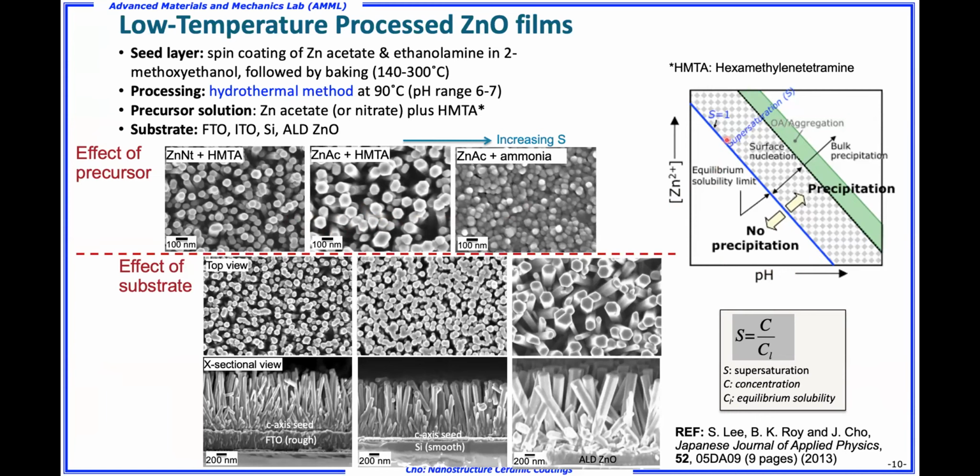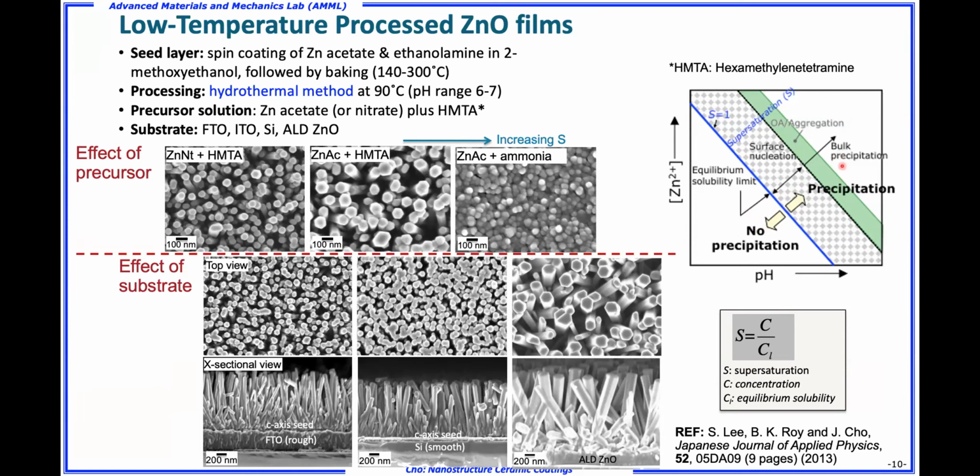In fact, this line is the equilibrium solubility line from the thermodynamic point of view. Higher than this one is supersaturated, so that precipitation can occur. Supersaturation can be defined by concentration over equilibrium solubility. So this is actually the S equals one line. Here it is undersaturated, so there's no precipitation. In order to have precipitation, you need enough driving force, so you need some supersaturation that can produce the bulk precipitation.